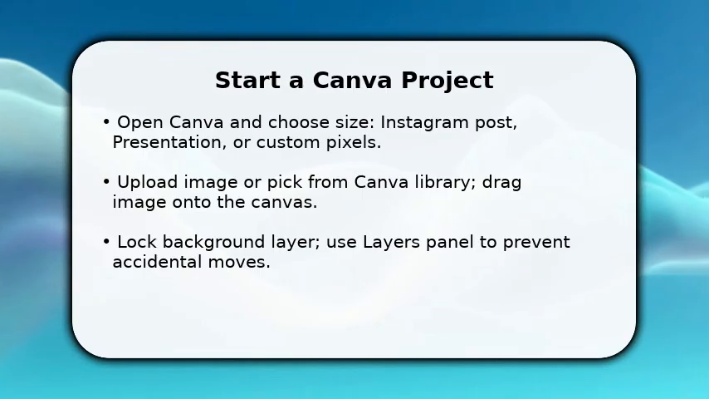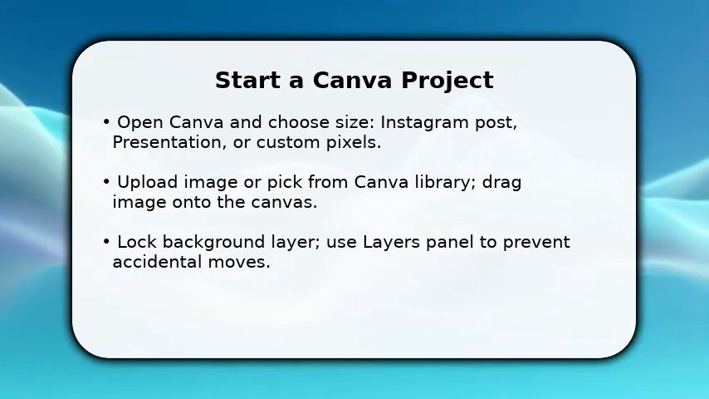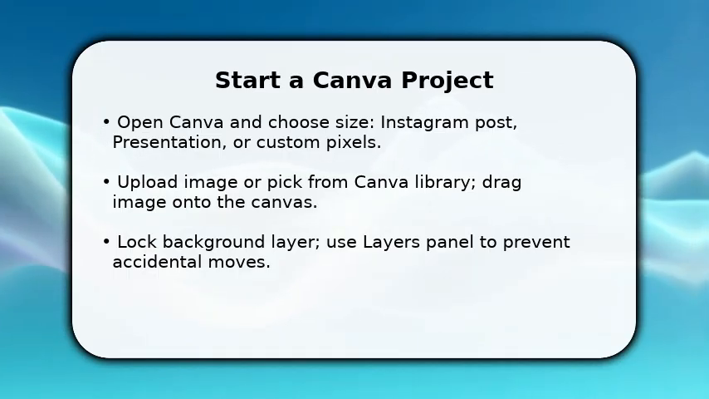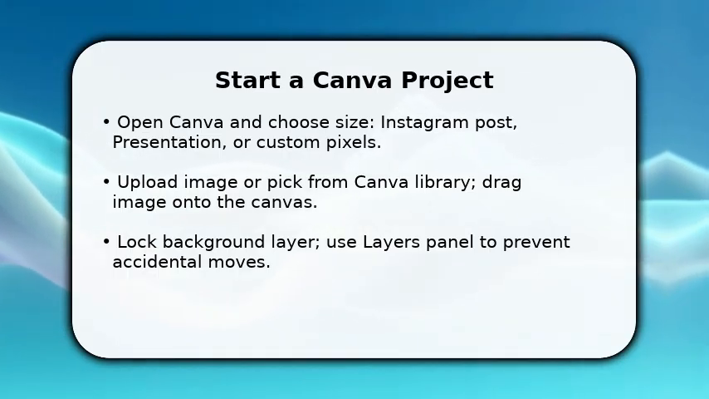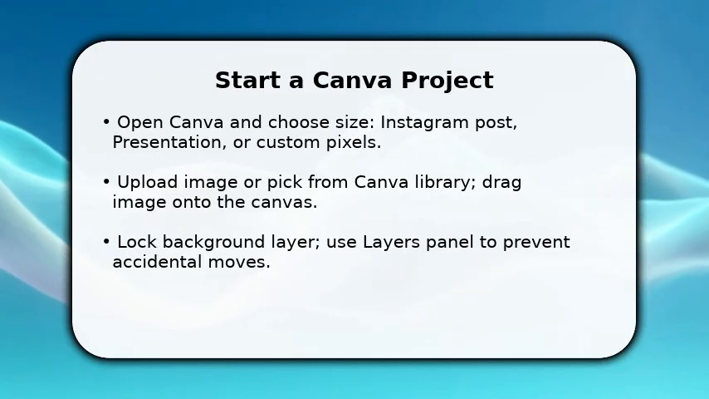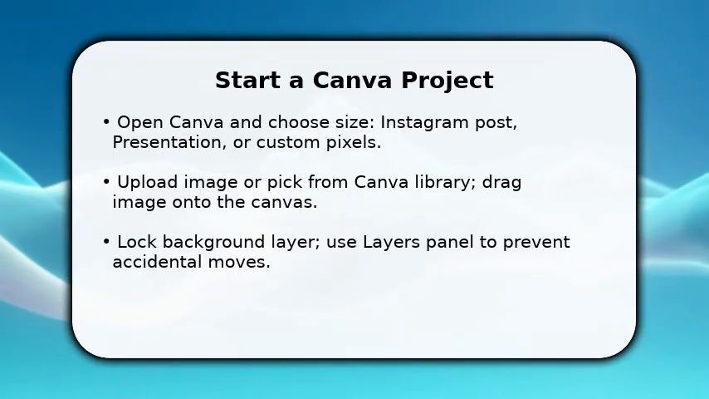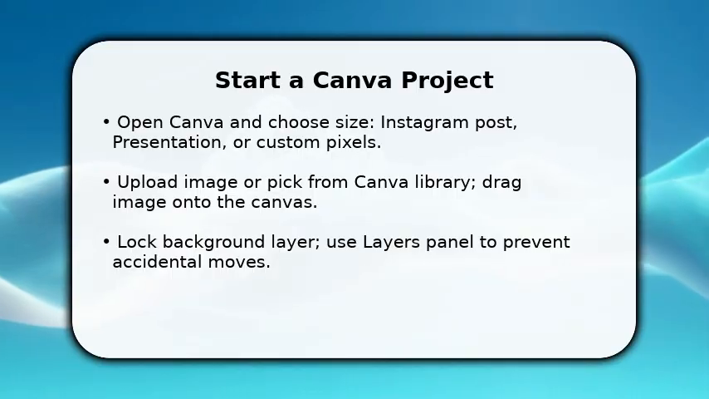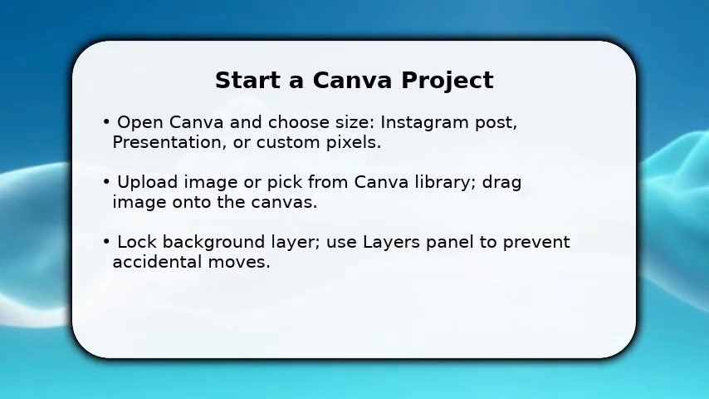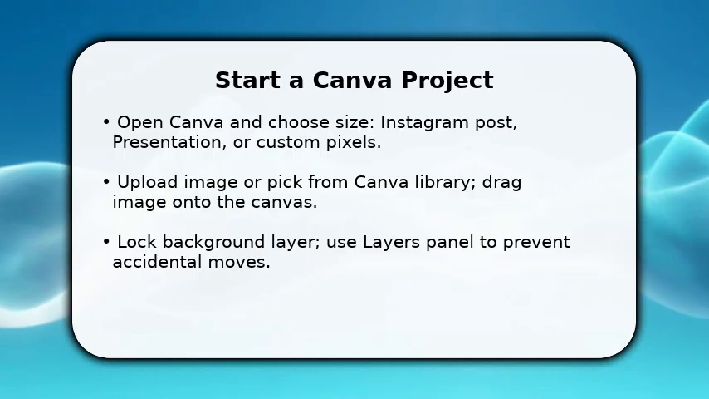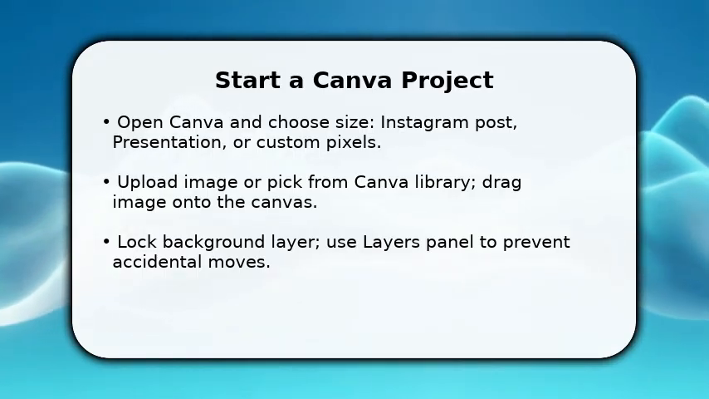You're starting in Canva with an image ready. First, create a new design using the correct preset or custom dimensions so you keep proportions. Upload your photo or drag a template image from Canva's library onto the canvas and position it where you want the text to appear. Once placed, lock that background layer to avoid shifting it as you work. This initial setup saves time and prevents layout mistakes later, so make sure it's stable before adding text.